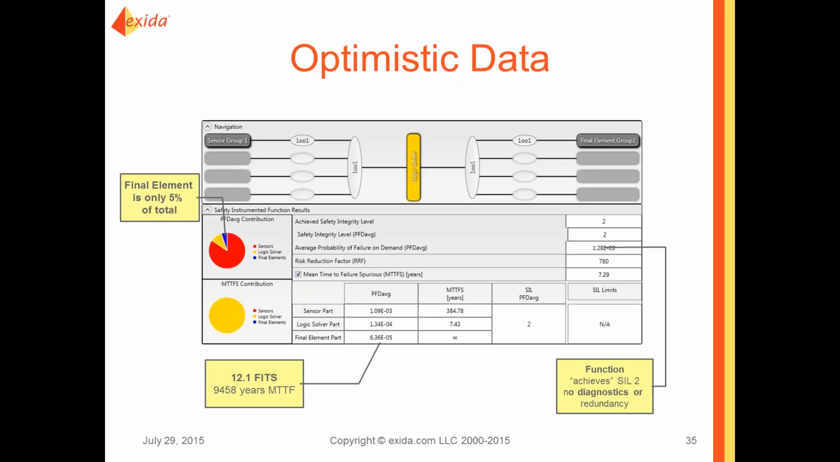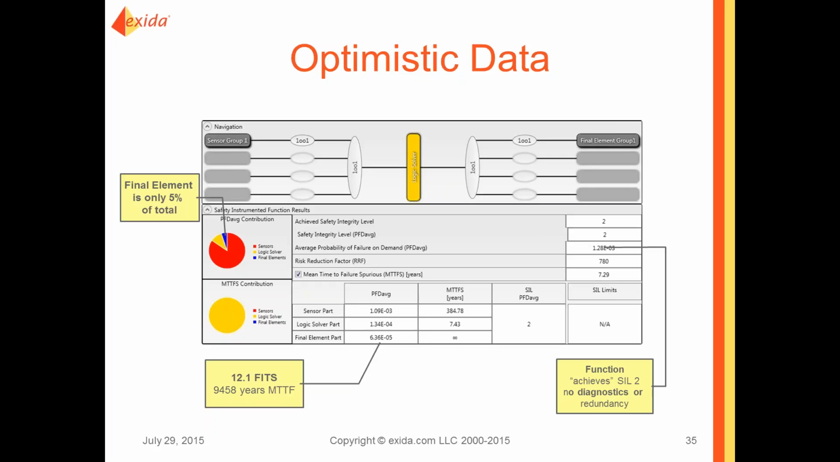And doing that, you can see that the valve had the least contribution to PFD average of anything in the loop, which for people familiar with process applications realize that's really not what's going to happen. The valve is probably going to dominate. They achieved a risk reduction of 780. They had SIL2 with no redundancy and no diagnostic requirements.